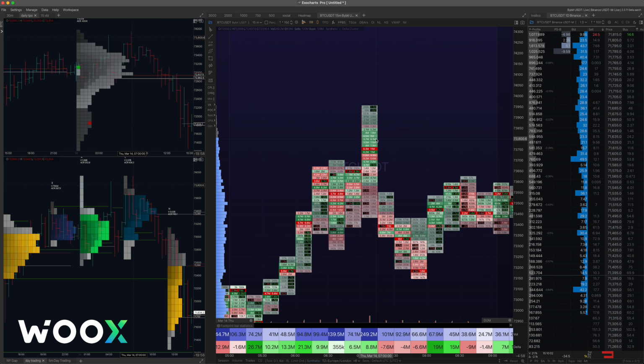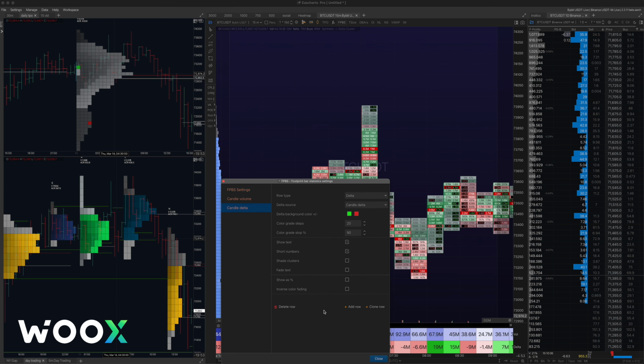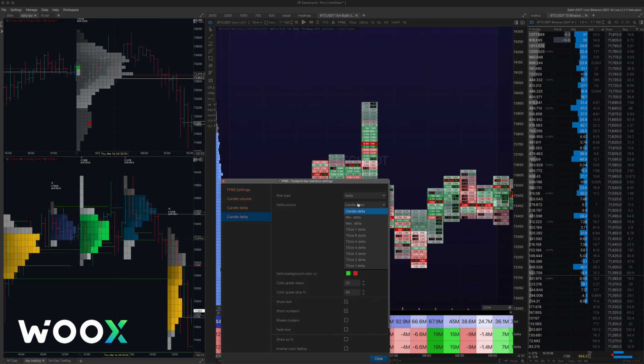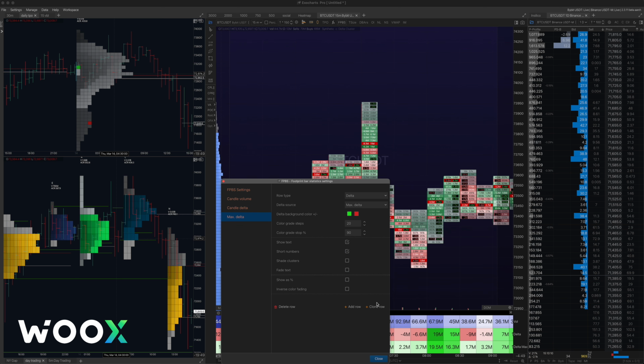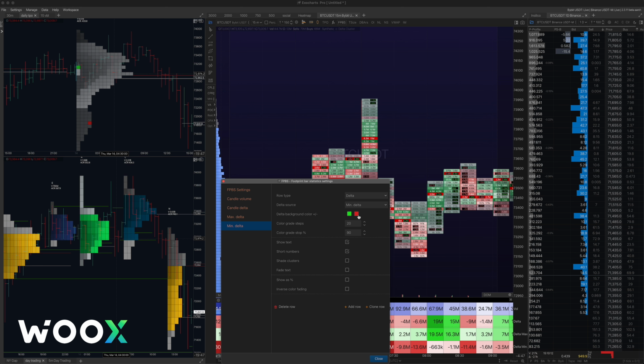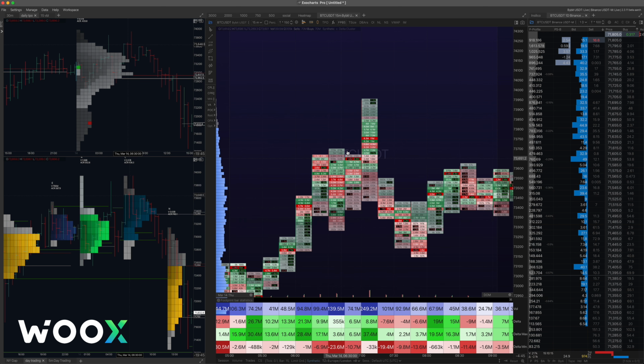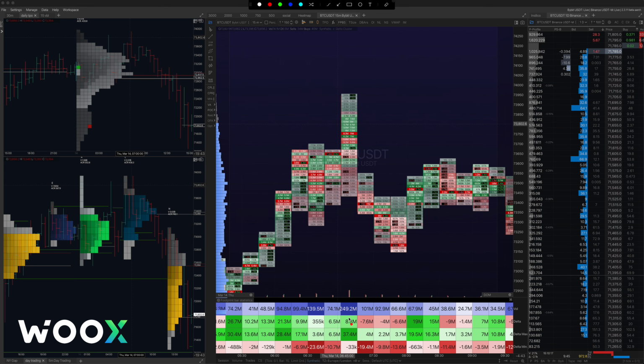Okay, so you've got delta max, delta minimum. If we just go over to the FPBS first of all, and we add this in here, clone the row, and we're going to go max delta. We're going to clone it again, and we're going to go minimum delta. And all of a sudden you've got these different values here. If you're just looking here, 8.8 million delta final, 37.4 million.